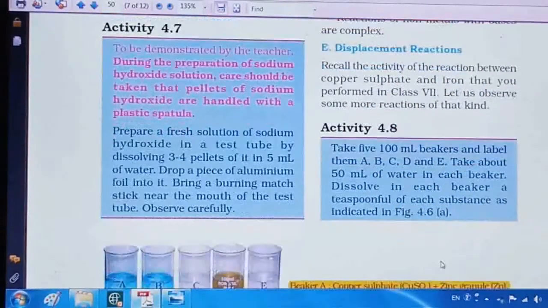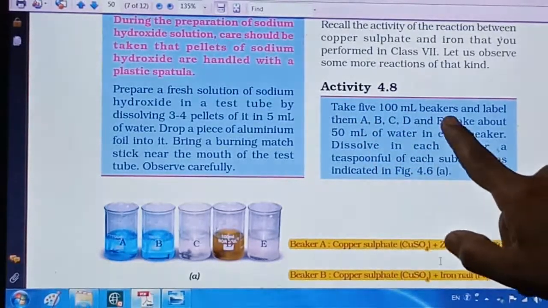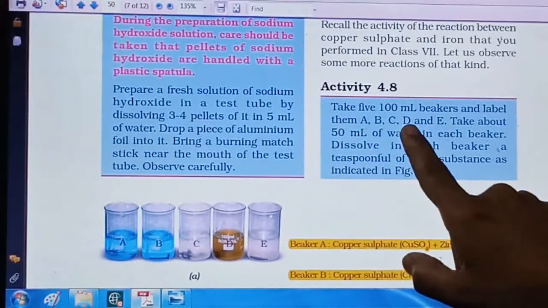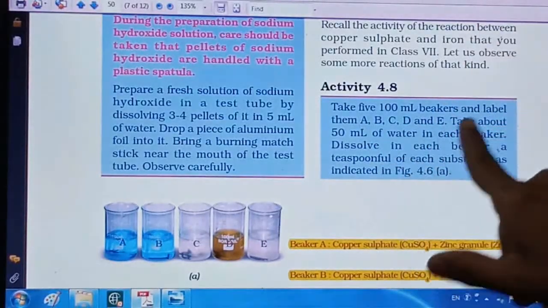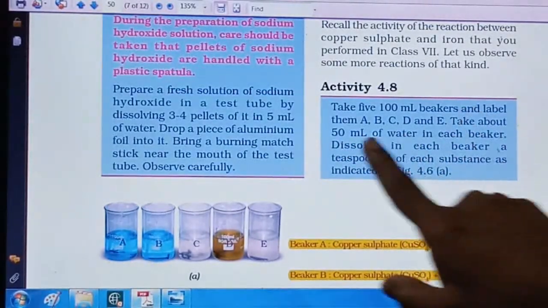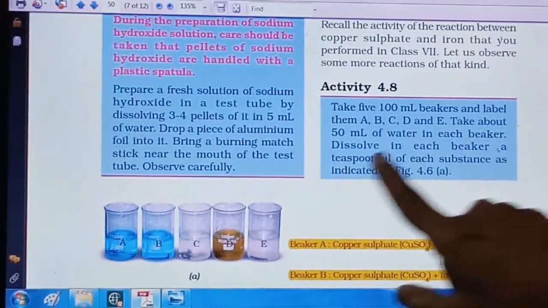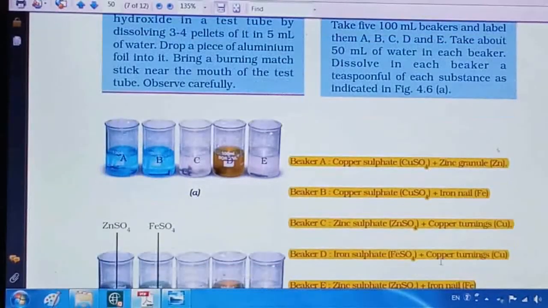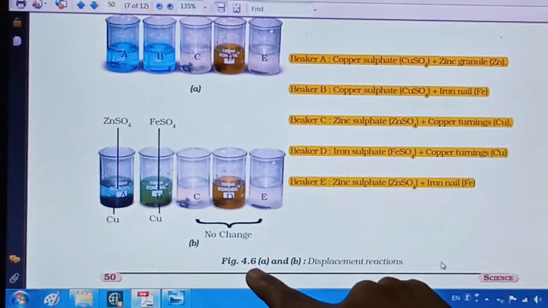So for that, see, one activity is given. Take 100 ml beakers and label them as A, B, C, D and E, right? So 5 beakers are there. Take about 50 ml of water in each beaker. Dissolve in each beaker a teaspoonful of each substance as indicated in figure 4.6. Now check figure 4.6, right?